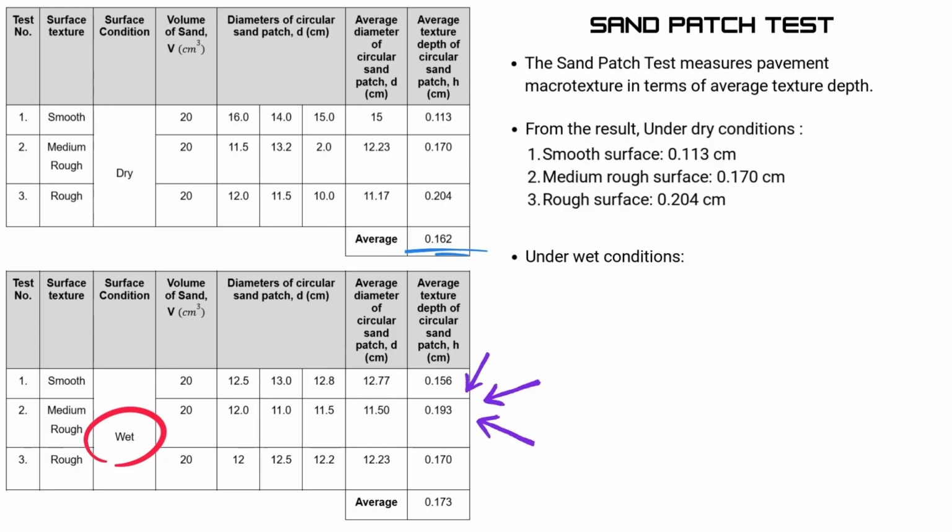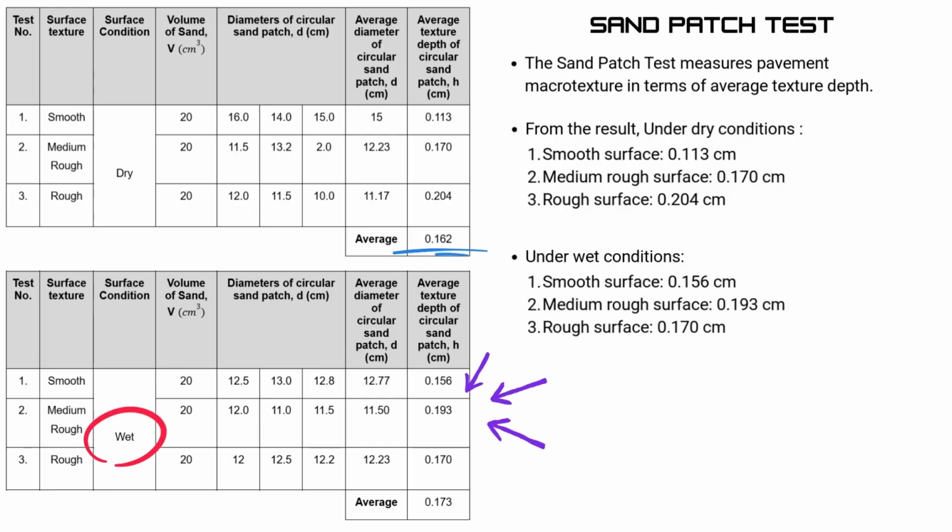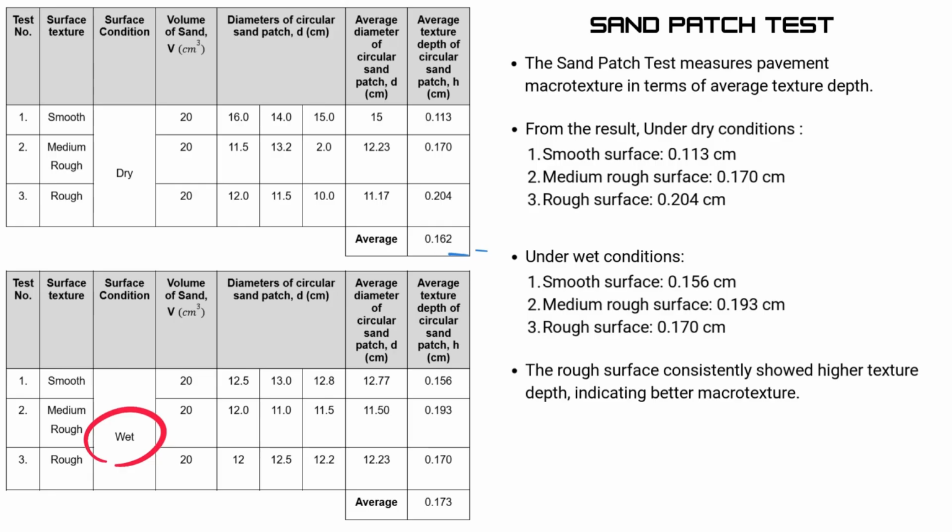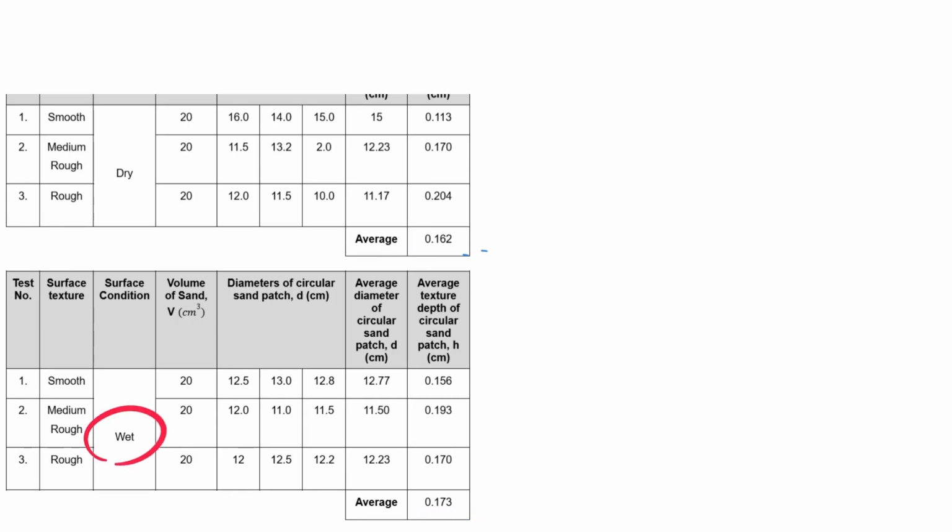However, under wet conditions, the smooth surface showed a texture depth of 0.156 cm, the medium rough surface had 0.193 cm, and the rough surface had 0.170 cm. This gives an average texture depth of 0.173 cm for wet surface. The rough surface consistently showed higher texture depth, indicating better macro texture. Higher texture depth improves both drainage and skid resistance.